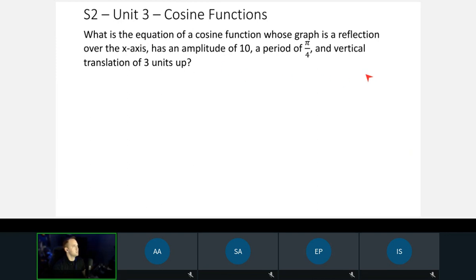All right, what is the equation of the cosine function whose graph is a reflection over the x-axis, has an amplitude of 10, a period of pi over 4, and a vertical translation of 3 units up? Good question. Let me do this. I'll give all of you 3 minutes to mess with this and see if you can figure it out.